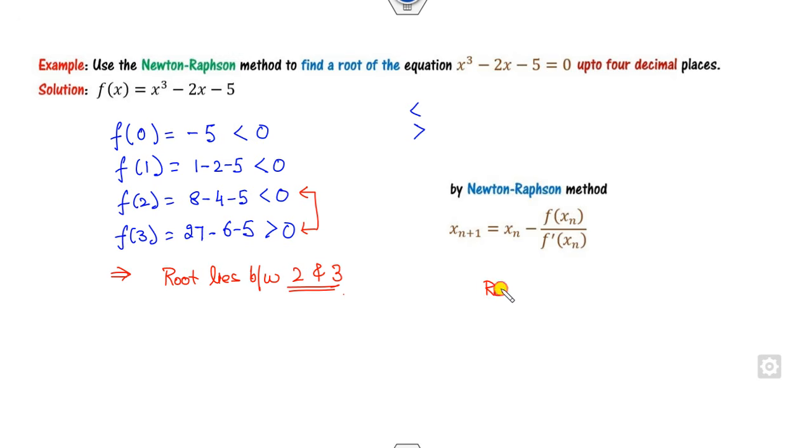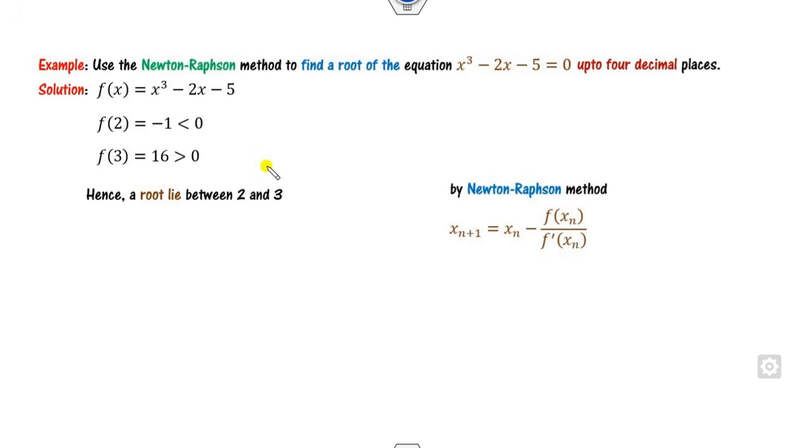Remember, because this is negative and this is positive, you can also say the root lies between 1 and 3, or between 0 and 3, as per your own convenience. But you can see the length of this interval is larger than this one, so we always prefer the interval which has a smaller length.